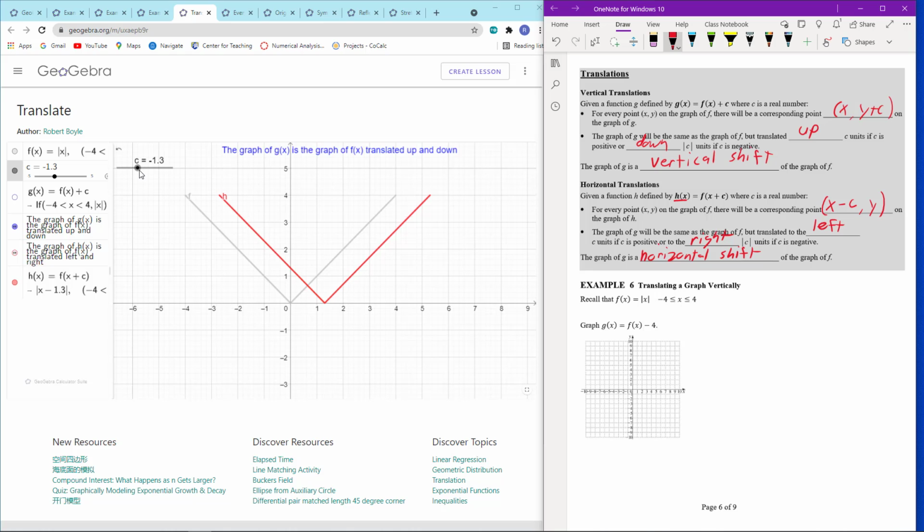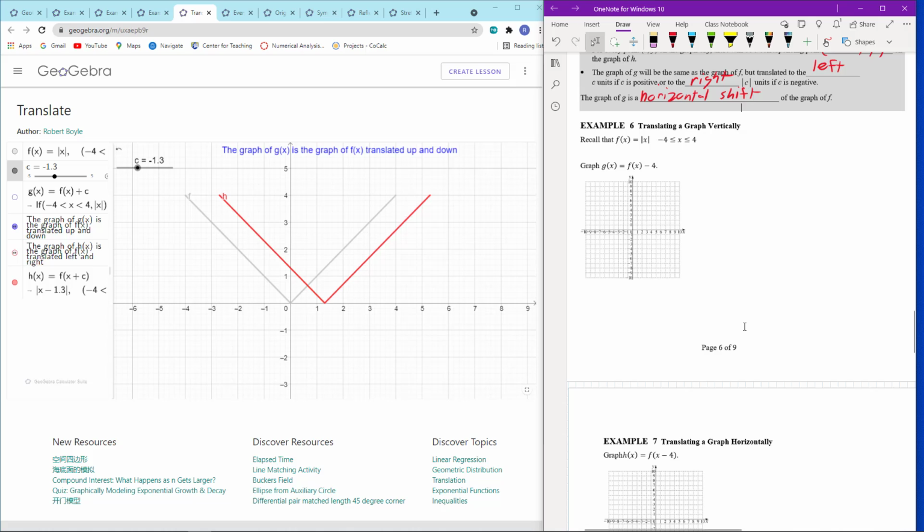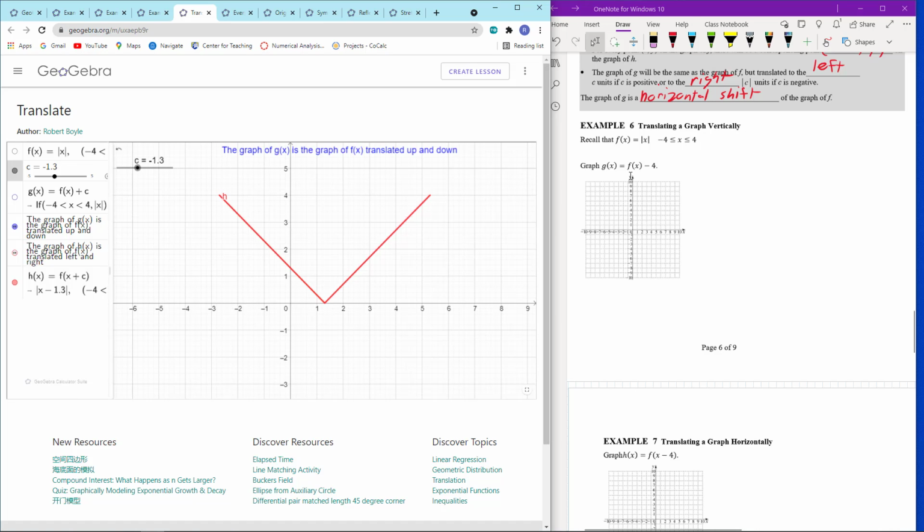Okay, so let's work some examples. Here is example 6, where we are going to translate a graph vertically. We're going to start off with our regular function, which is just f of x. There it is. And the question here is, what is f of x minus 4?